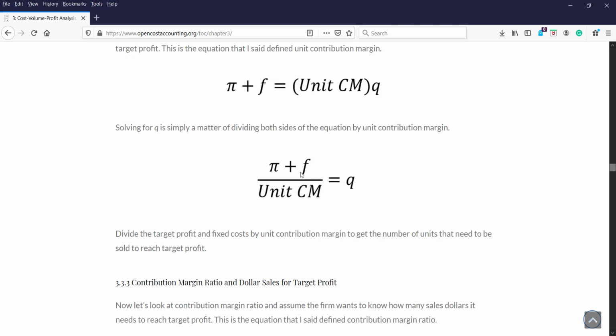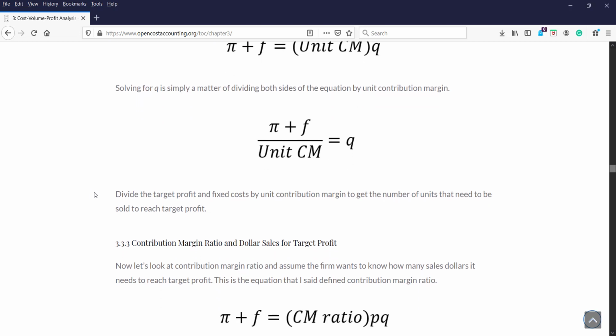And so you might be more familiar with break-even analysis, which simply says this is zero. We're just talking about fixed costs over unit contribution margin. Perhaps that's what you're more familiar with. In that case, simply think of the profit as one of the fixed costs that you have. And that really is the same analysis.